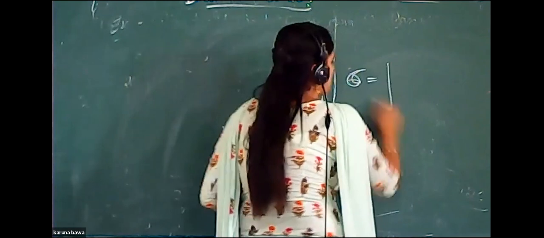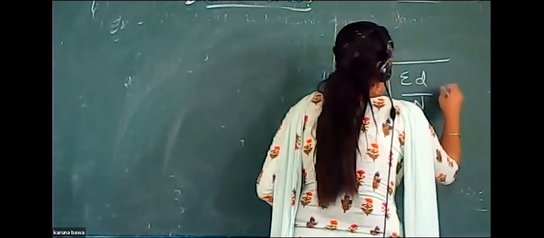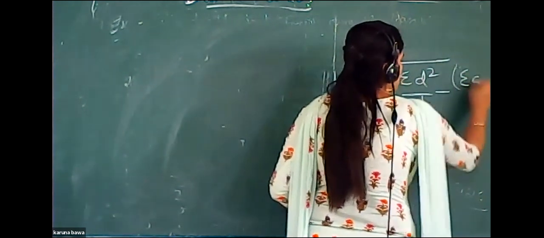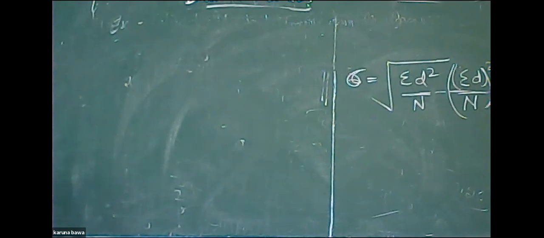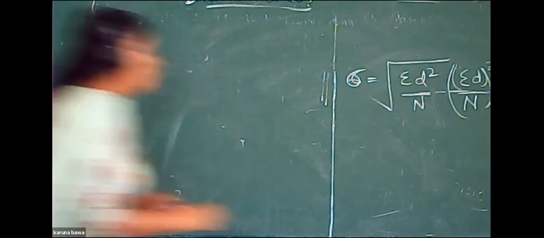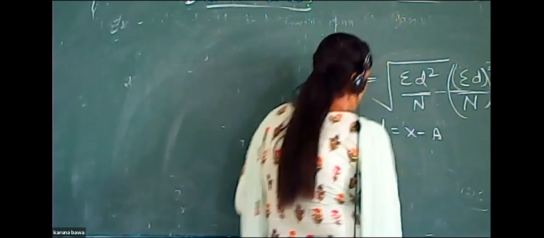Now let's start with the assumed mean method. When the actual mean is not a whole number but a fraction, the assumed mean method, also called the shortcut method, is used. When deviations are taken from the assumed mean, the standard deviation is equal to the summation. This is the formula of standard deviation in the assumed mean method. Find the deviation with the help of x minus A, the assumed mean.